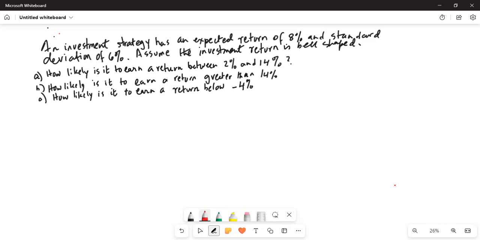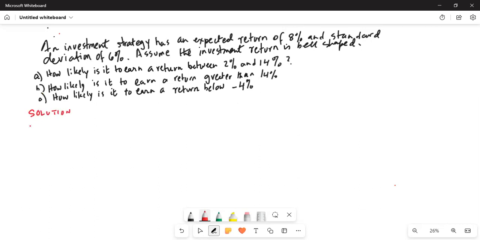An investment strategy has an expected return of 8% and a standard deviation of 6%. Assume the investment return is bell-shaped. Part A, how likely is it to earn a return between 2% and 14%? Part B, how likely is it to earn a return greater than 14%? And part C, how likely is it to earn a return below minus 4%? So let's do it. Solution.